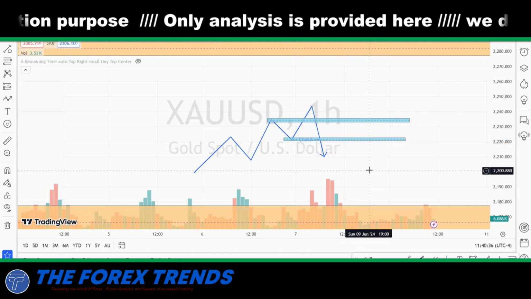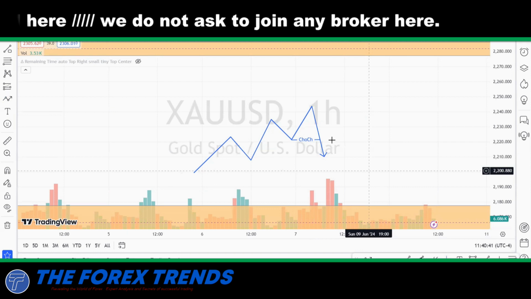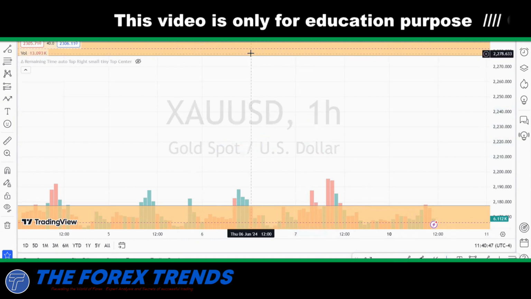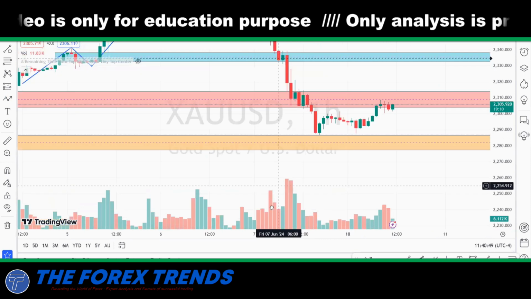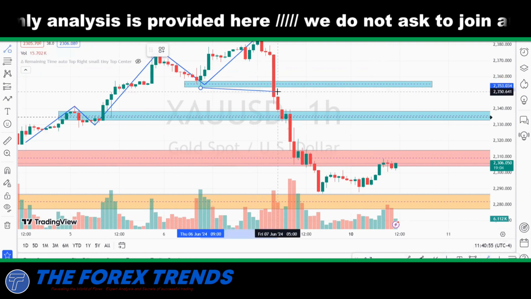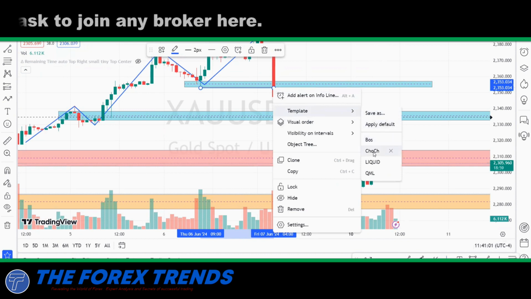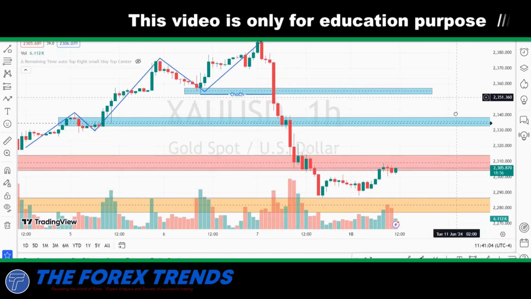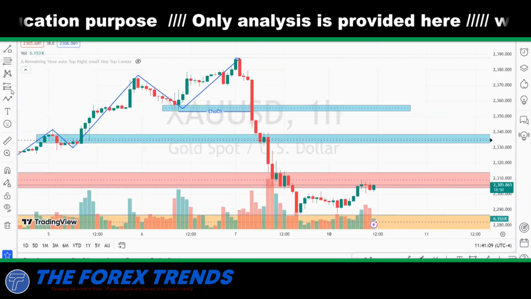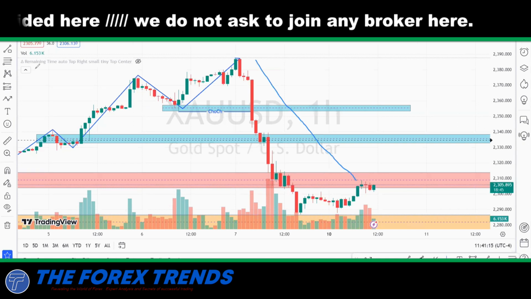Okay, so let's delete the drawing and let's look at what the market did today. So this was our change of character, and as per the market structure strategy, now we have three positions to join this bearish trend. This is a bearish trend.